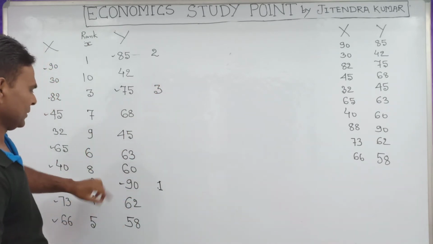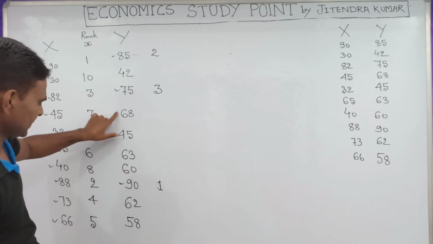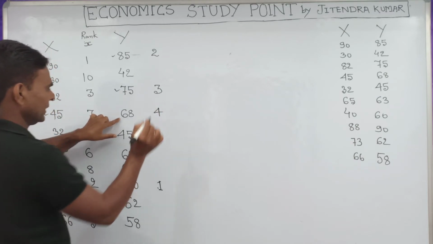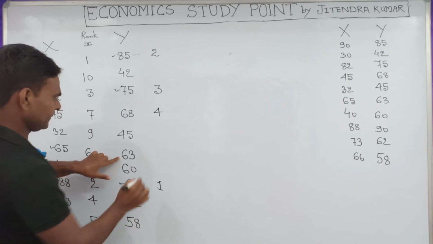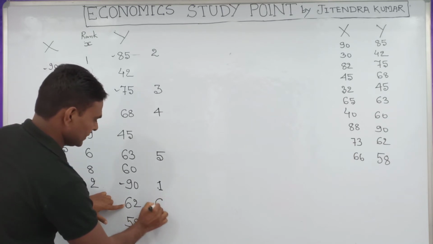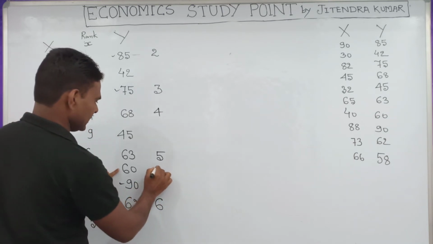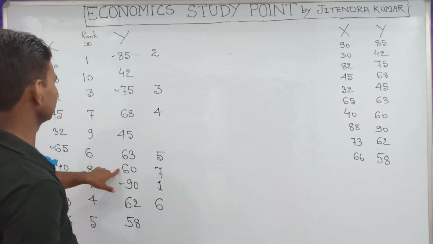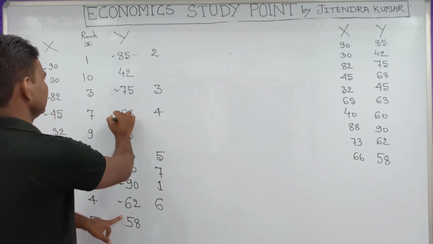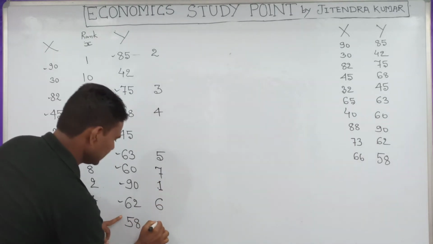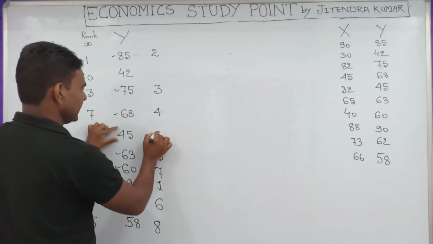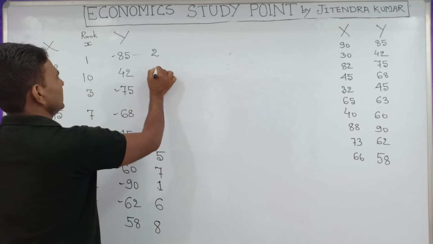Now move to 60 plus: 60, 63, 68, 62. 68 is the highest, getting fourth rank. 63 gets fifth rank. 62 gets 6 rank, 60 gets 7 rank. 58 gets 8 rank, 45 gets 9 rank, 42 gets 10 rank.